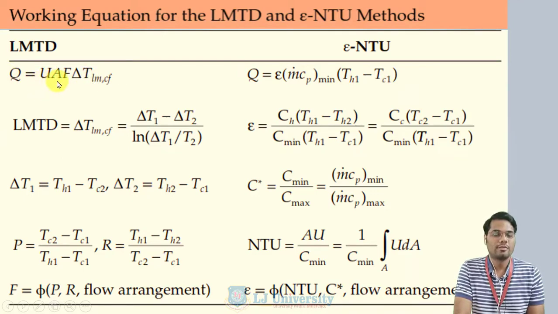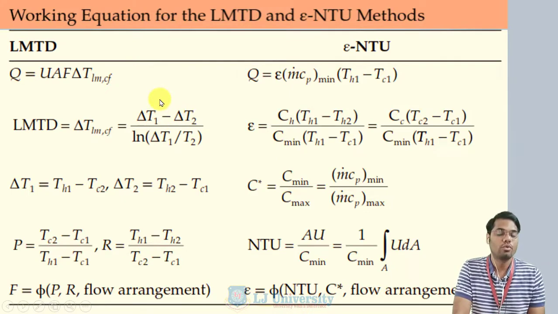U is overall heat transfer coefficient, A is the required area, F is correction factor, which is applicable only for the cross flow or shell and tube heat exchanger. This is delta T, which is logarithmic mean temperature difference, which is (delta T1 minus delta T2) divided by ln (delta T1 by delta T2). The value of delta T1 and delta T2 can be found according to configuration.